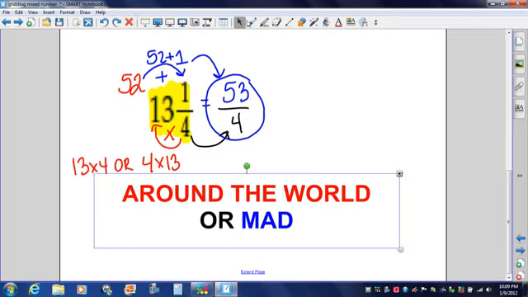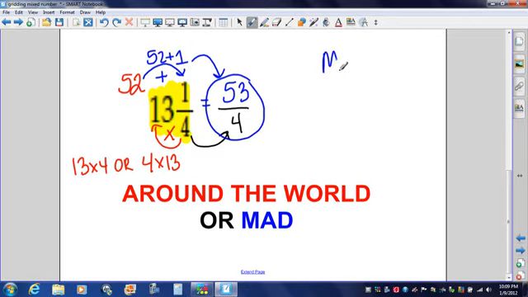The other way you can remember it, if you don't want to do around the world, is you can remember MAD. MAD's going to stand for multiply. That's what I did right here.